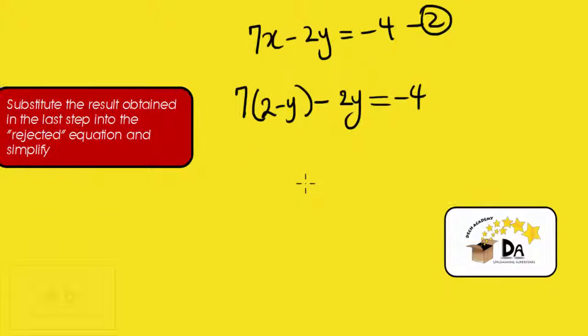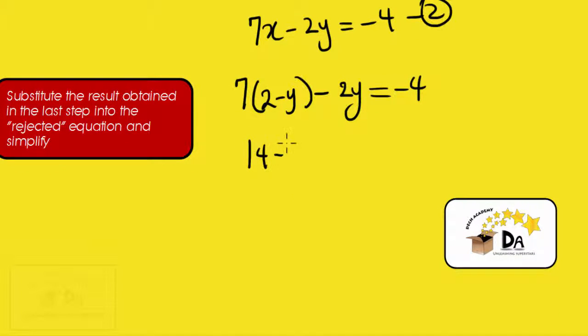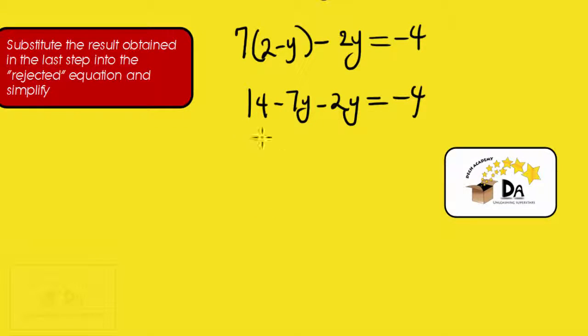Simplifying gives 14 minus 7y minus 2y equals minus 4. All I did was just expand this. 7 times 2, 14, minus 7 times y, 7y, minus 2y, and so on. Simplifying this gives 14 minus 9y equals minus 4.